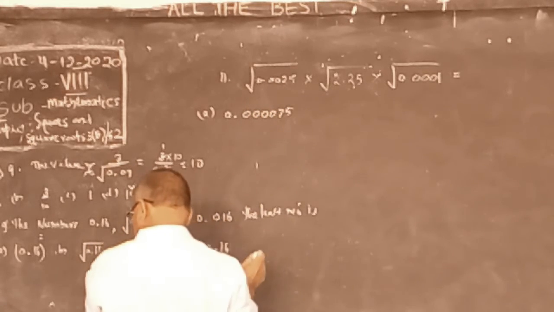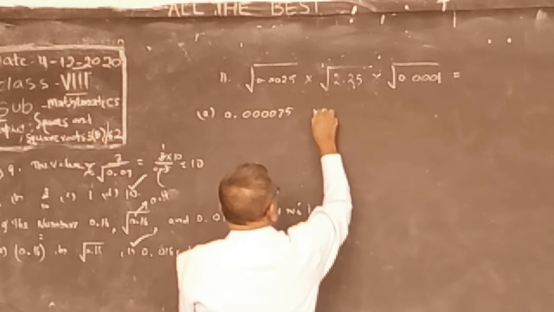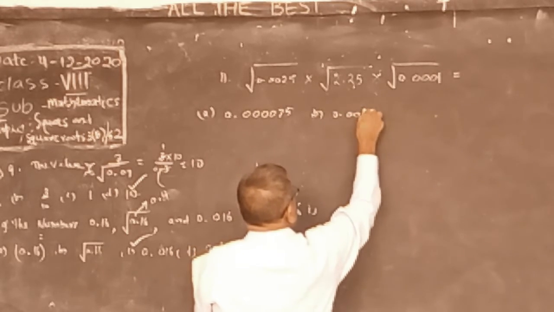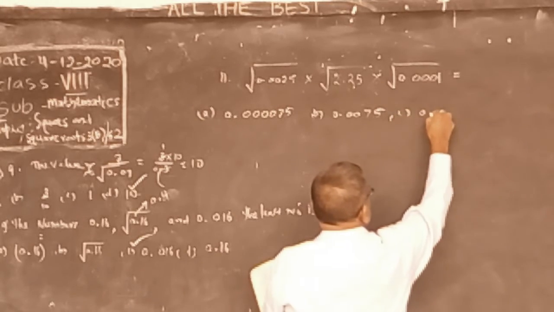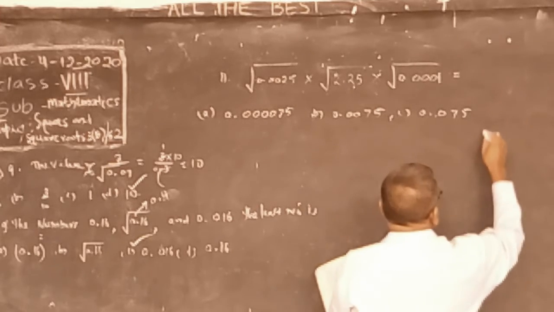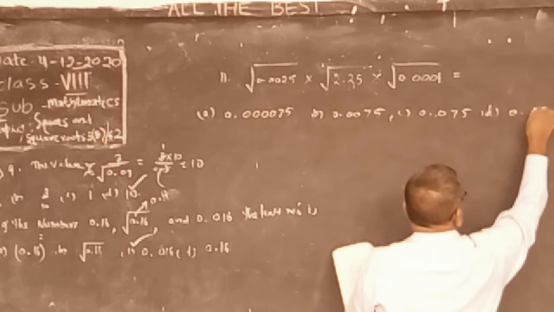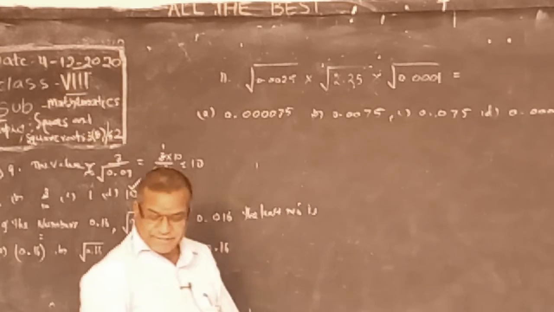Options: 0.4075, B with 2 zeros 0.2075, C 0.075, and D with 3 zeros 0.0075. So this is easy.